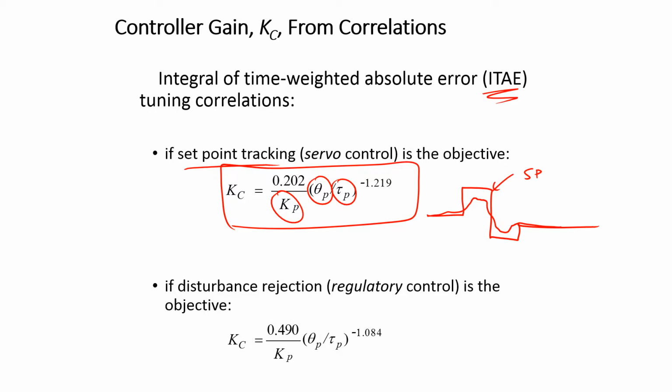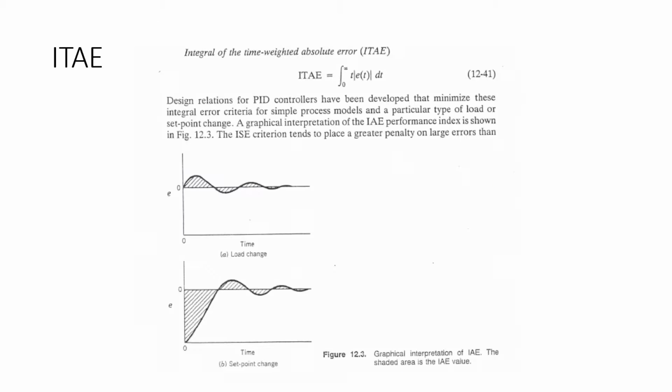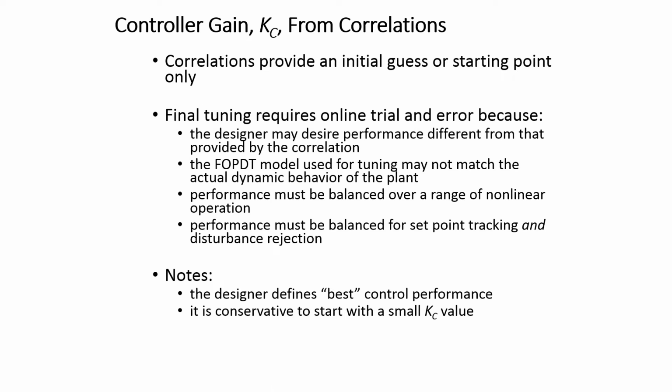Okay, and then if it's disturbance rejection, if you expect your set point to stay constant, but there are going to be things that drive you away from that set point, then this might be a good correlation to use. ITAE is actually the integral of the time-weighted absolute error, and there's more information in the textbook about that.